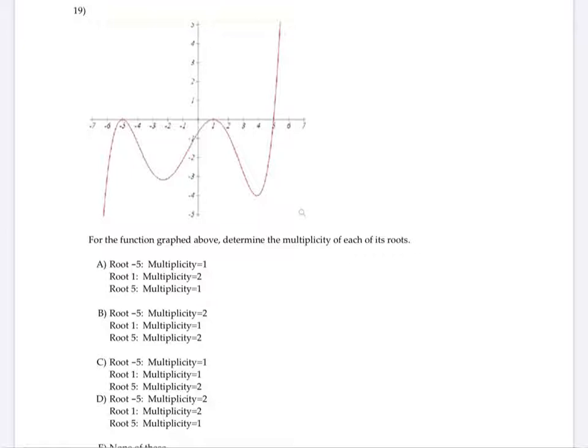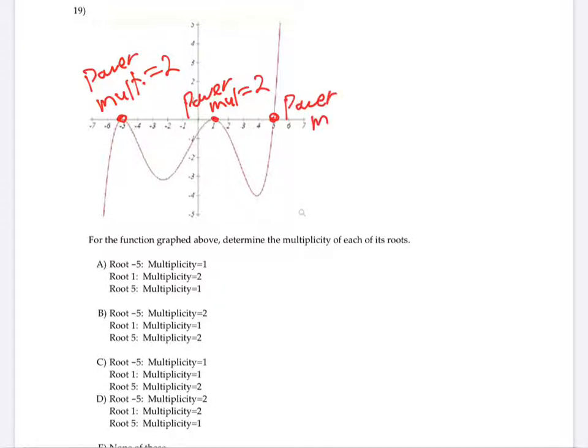All right, so this is a similar kind of thing here. Right here, it bounces, so that's power. Power is the same as multiplicity. Remember, whenever it bounces, it's 2. Same thing here, power or multiplicity must be 2. And right here it passes through, so power or multiplicity must be 1.